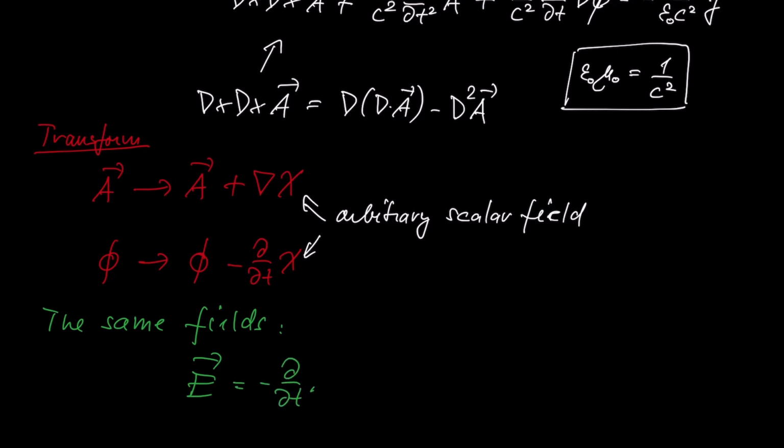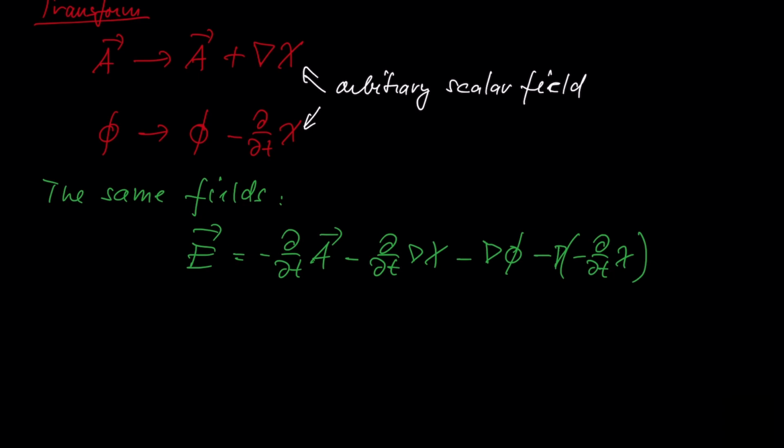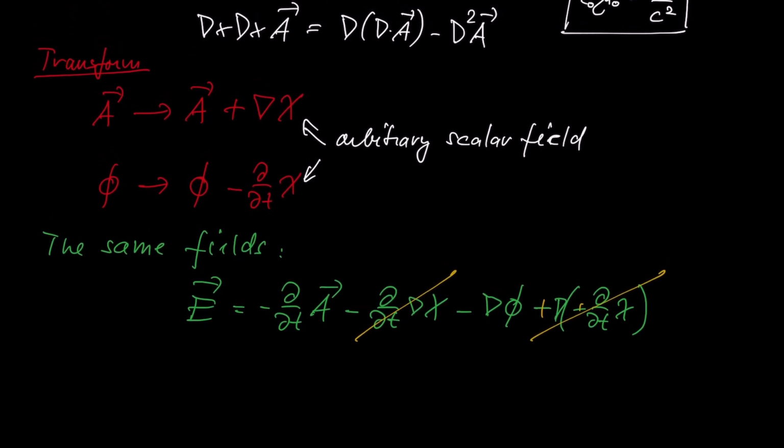which is minus d divided by dt of A, minus, now if we add the gradient, we will get d divided by dt, gradient of chi. Here we have minus gradient of phi that was present, that's from the definition, and then we add minus the gradient of minus d divided by dt chi, and as you can see, these two terms, this one with minus and this one altogether with plus, will cancel each other, and we are getting exactly the same field. For the magnetic field, it's the same situation. We have a rotation of A plus rotation of gradient of chi, which gives the rotation of A. So the field is unchanged by this transform.